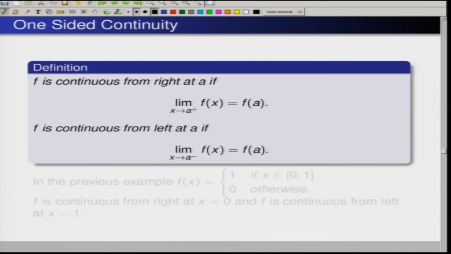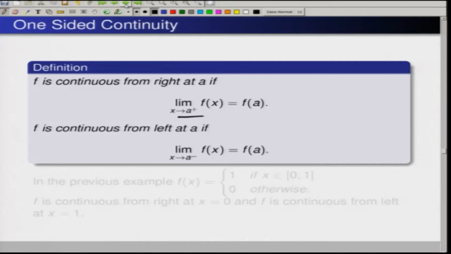We will say that f is continuous from the left at a if you approach from the left hand side, and the left hand limit is equal to f of a. And f is continuous from the right if you take the right hand limit of f of x as x goes to a plus. If that is equal to f of a, then we say that f is continuous at a from the right.